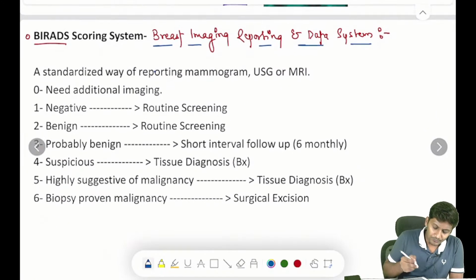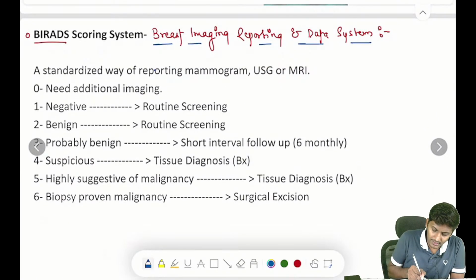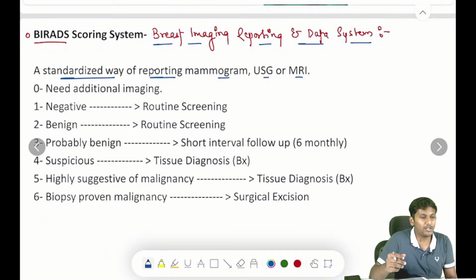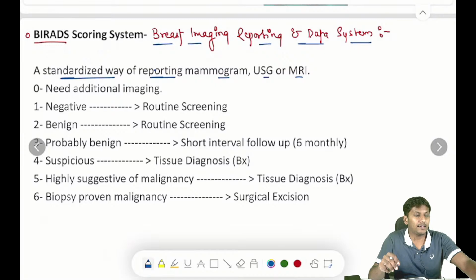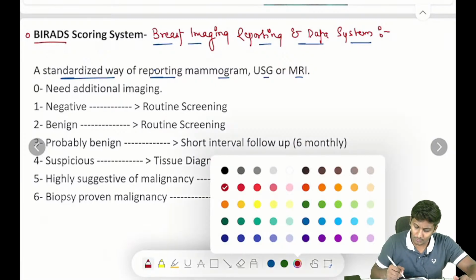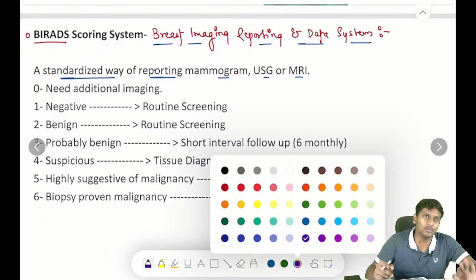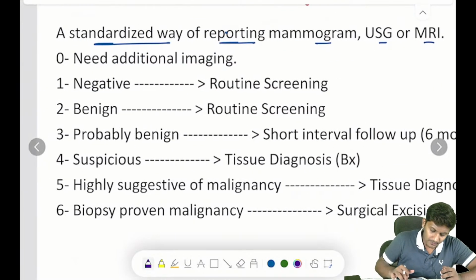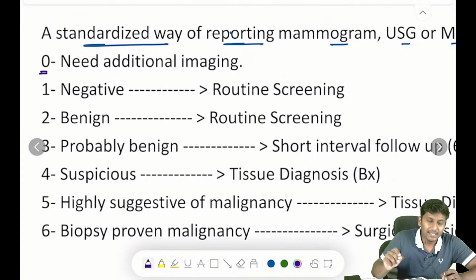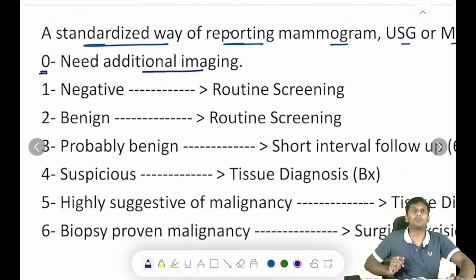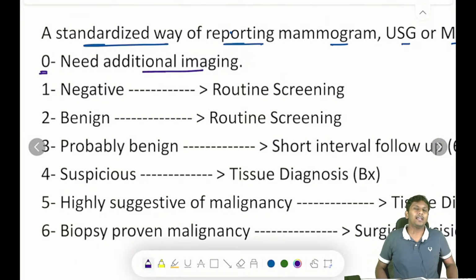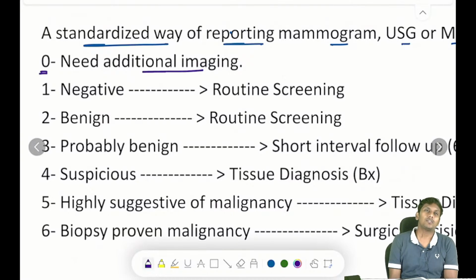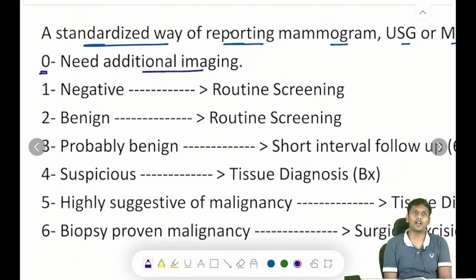Okay, now what is BIRADS? As I've told you, it is a standardized way of reporting a mammogram or ultrasound or an MRI in a patient of breast lump usually. ठीक है, एक standardized तरीका होता है इन तीनों investigations को report करने का. हर radiologist को पूरी दुनिया में इसी तरीके से report करना होता है. ठीक है. So now, if the radiologist says the BIRADS score is 0, okay, that means he is saying we need additional imaging. For example, you send the patient for a mammography and on that report it says the BIRADS score is 0. So it's better in this patient now you have to go for an ultrasound or an MRI further.